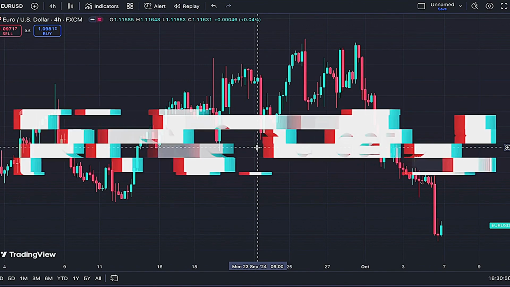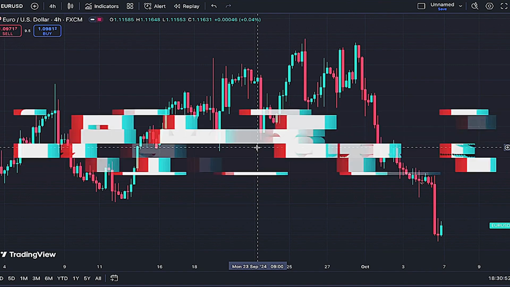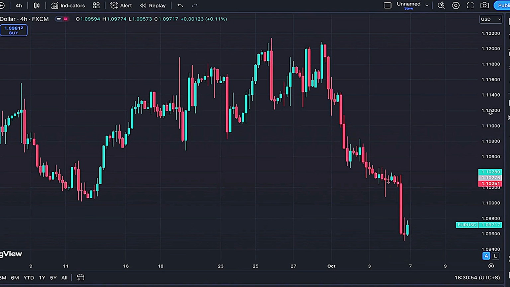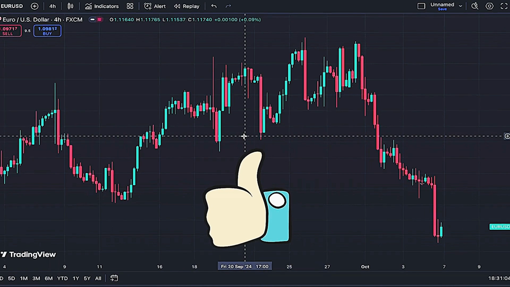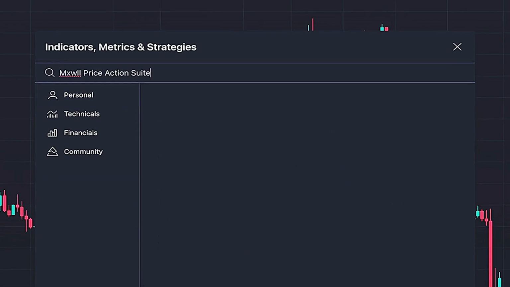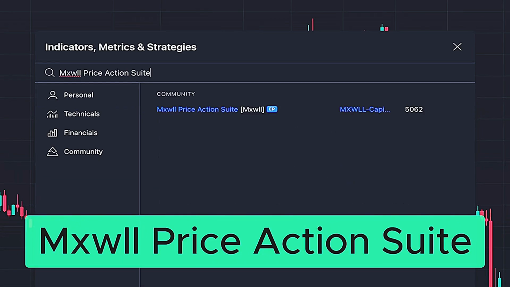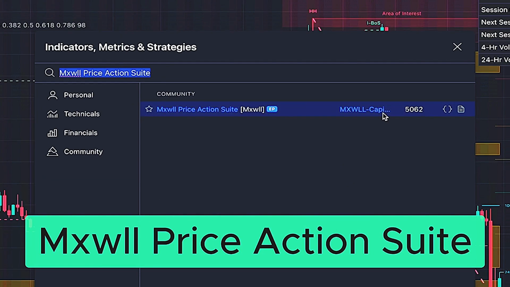Next category, ICT SMC indicators. Before we add the indicator here on the y-axis, we increase the scaling a little bit, so later when the indicator is added, the chart will not become contracted. Here we click on indicators and we search Maxwell Price Action Suite, this one, which is an editor's picks indicator and written by Maxwell Capital Trading.